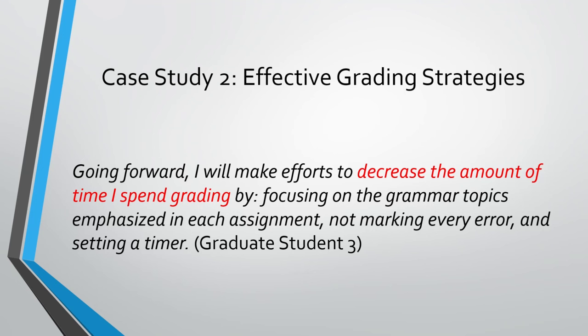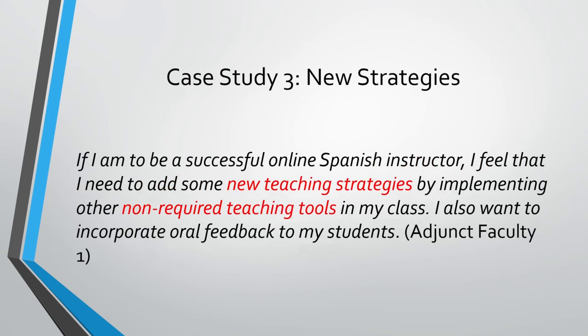So, case study 2, we have a graduate student here who actually tells us the goal that he or she has set and says, going forward, I'm going to try to decrease the amount of time I spend grading. And then very specifically says, I'm going to focus on grammar topics, not mark every error, and set a timer. So here we have an example of a very measurable, observable goal, and the mentor should easily be able to help the graduate student follow up on this during the following year.